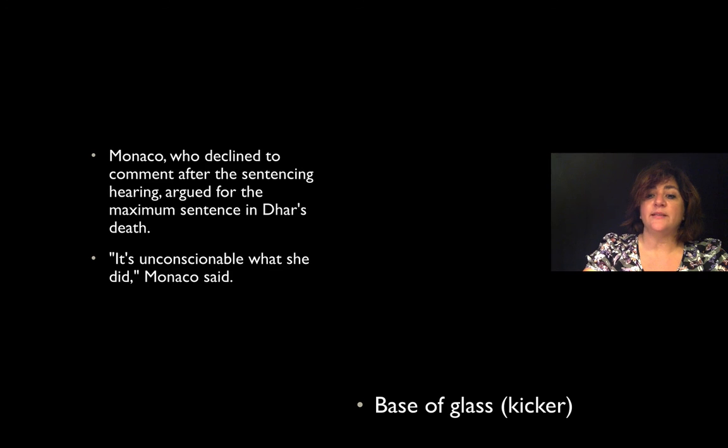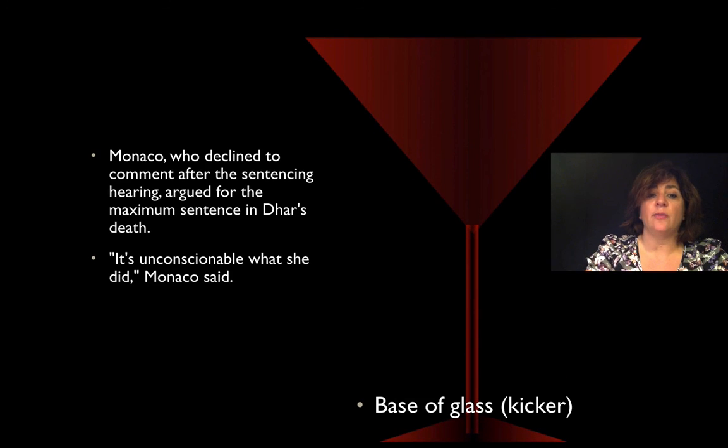And then we get to the base of the glass, this idea of the kicker, and we get this quote at the end. It's unconscionable what she did, Monaco said. Boom, the story's over. So notice this is not just kind of fizzling off into nothing. This story has a real conclusion to it so that we want to read through to the end. And that chronology will inspire us to read through to the end.